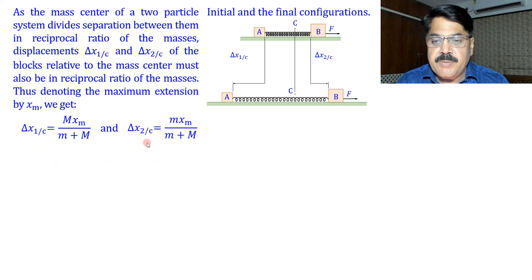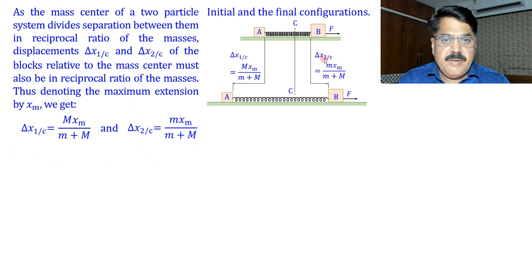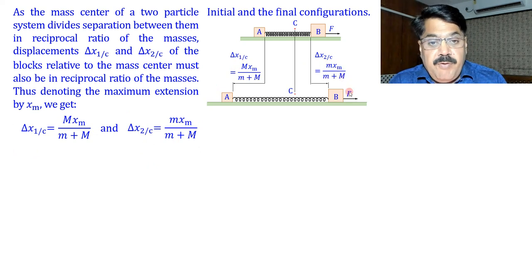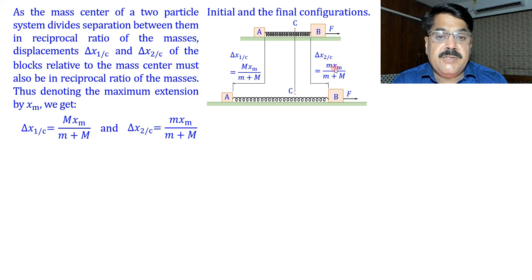Now with the knowledge of this, let us show it here. This delta x1 with respect to C is equal to m xm upon m plus m. And similarly here, delta x2 with respect to C is equal to m xm upon m plus m. And we know the force is constant. So by multiplying this displacement with the force, we can write the work done by the force. Just see how simple it is to write the work done by the force F. And to write the work done by the spring force, again very simple. What? Decrease in potential energy. Initial potential was 0 and final potential is half k xm square.